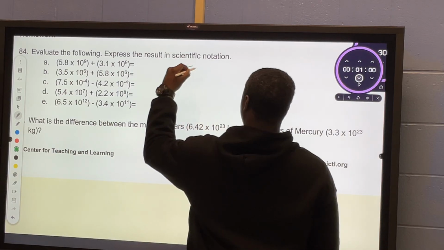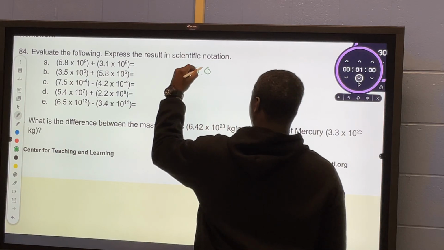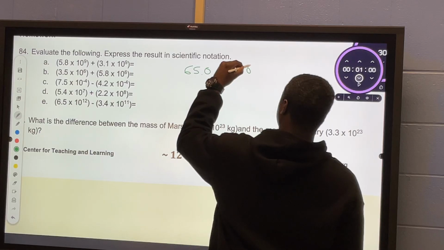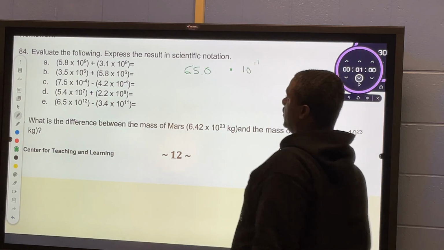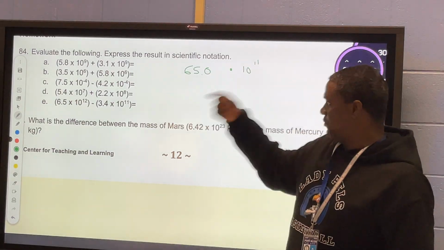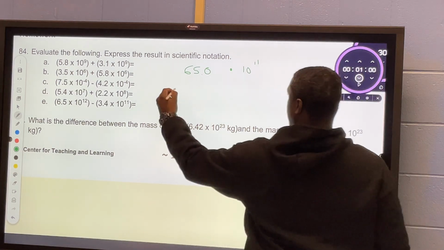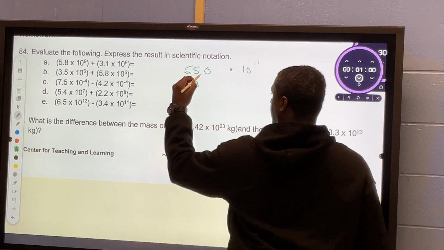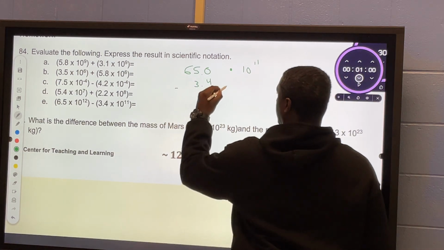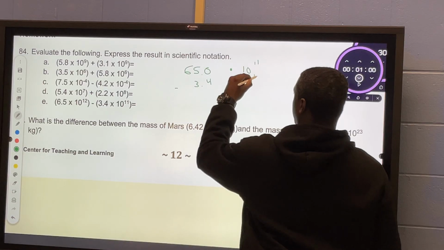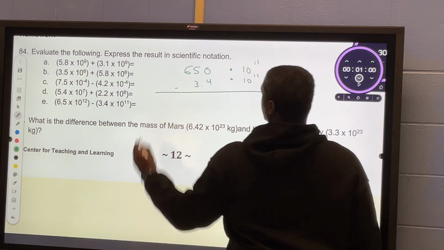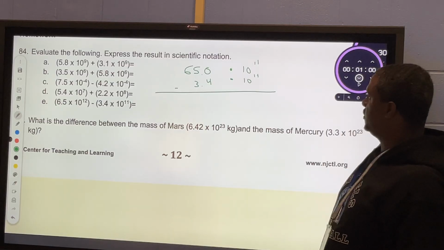Let's do 65.0 times 10 to the 11th power. Make sure you put a decimal in there so we can line them up. Subtracted by 3.4 times 10 to the 11th power. What do you have now?